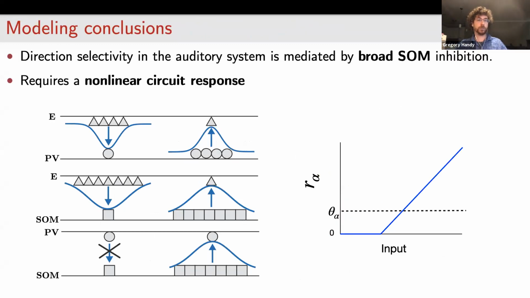So just to wrap up, what are the key components that we learned from the model that help explain the experimental results? Well, it's really this broad SOM inhibition that leads to this network suppression, as well as the fact that we are in this non-linearity of this threshold, the fact that these cells go silent when they are given heavy and strong inhibition. That's also a very key component to get direction selectivity.